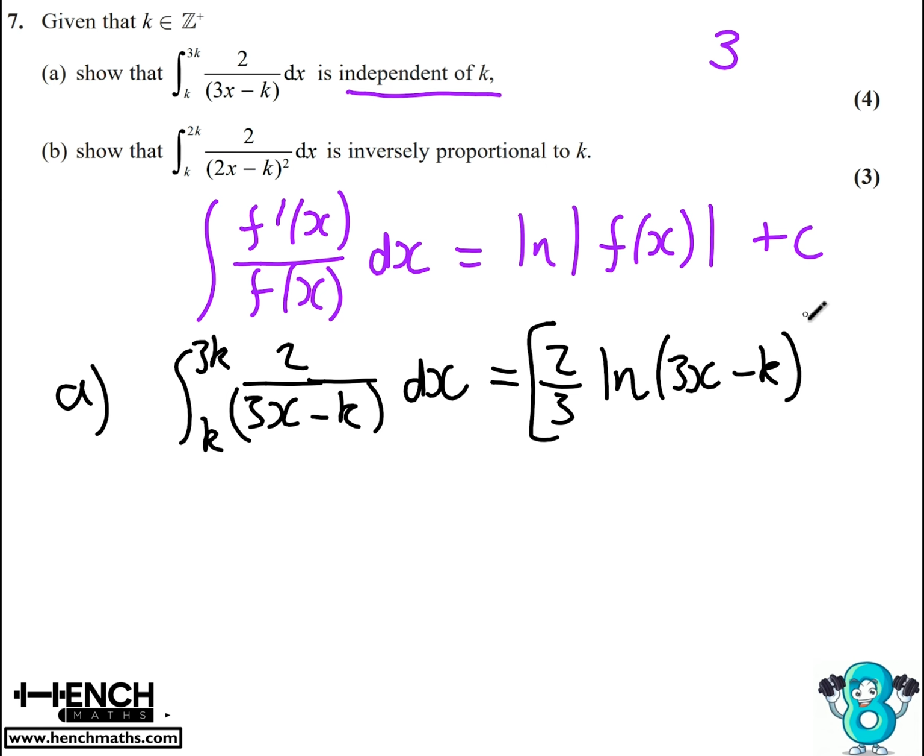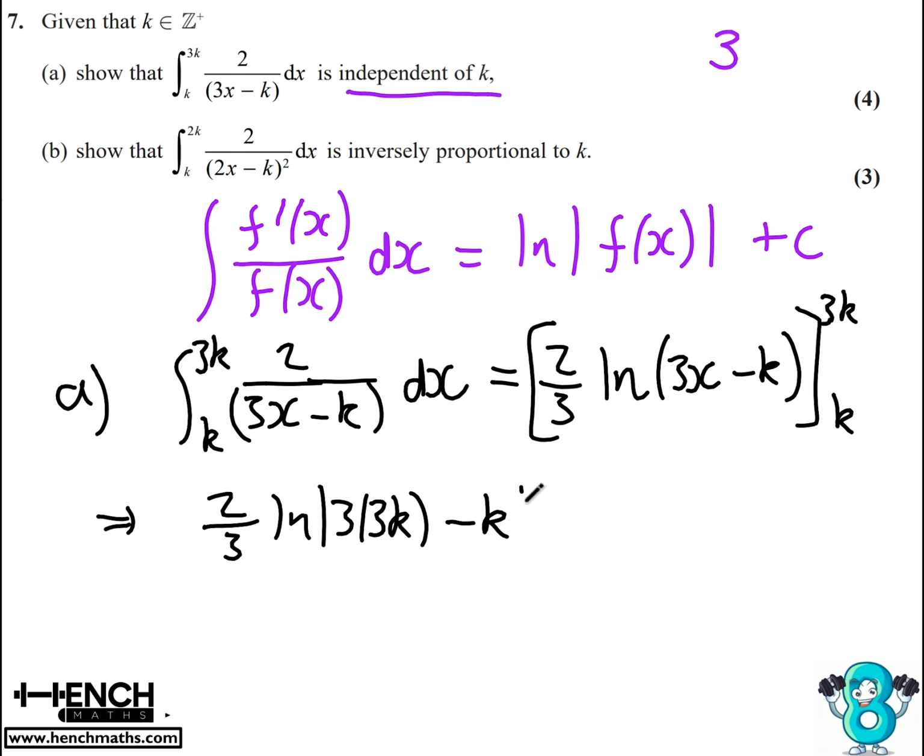And because we've got our limits, square brackets, 3k, k. So now we're going to put our limits in and hopefully everything will cancel out. So we're going to sub 3k in there first. 2/3 the natural log of 3 times 3k subtract k. We're going to subtract 2/3 times the natural log of 3k subtract k.